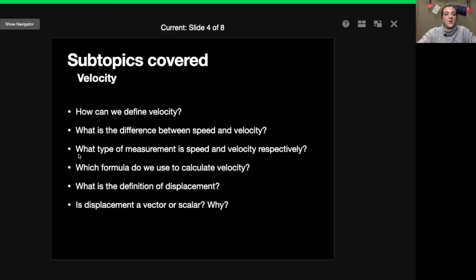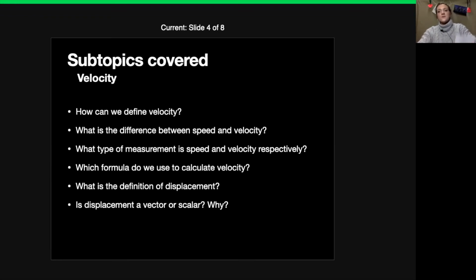Number 3, what type of measurement is speed and velocity respectively? So speed is a scalar type of measurement, and velocity is a vector type of measurement. Which formula do we use to calculate velocity?